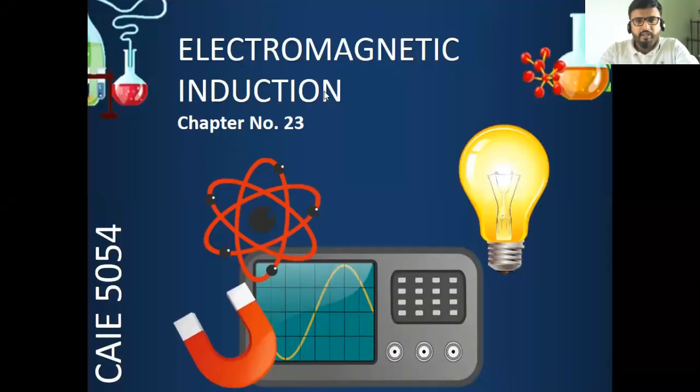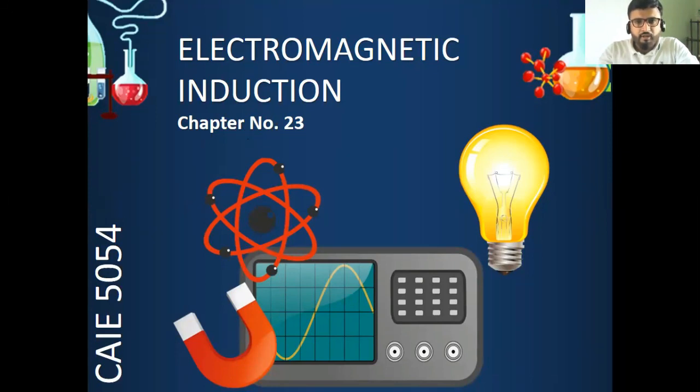In chapter number 22, we learned how electric current can be used to produce magnetism, and how electric current and magnetism can interact to produce force. In this chapter, we are going to reverse it. We will learn how magnetism can be used to produce current, and how magnetism and force act together to produce current. So let us start with the basics.